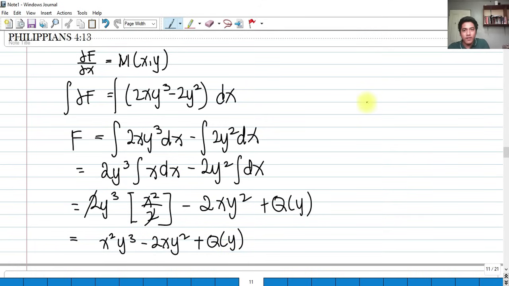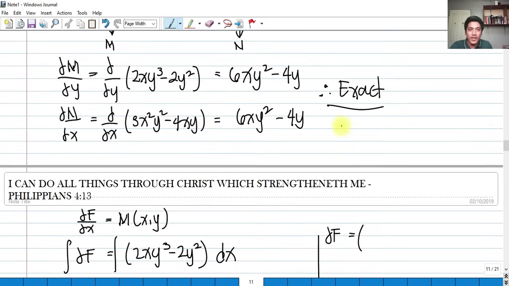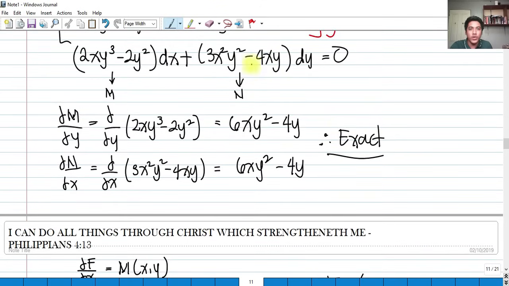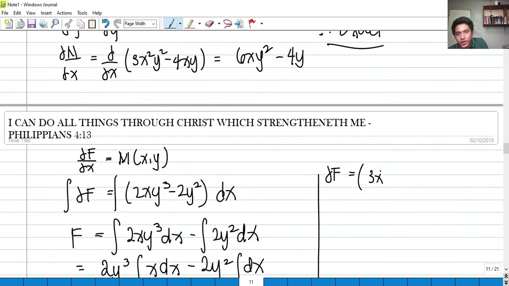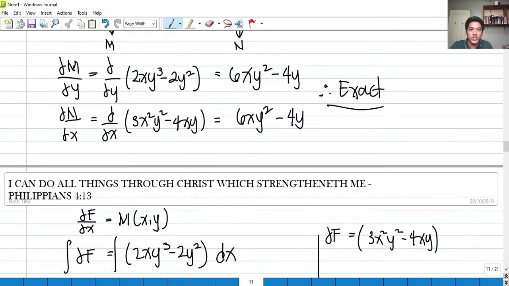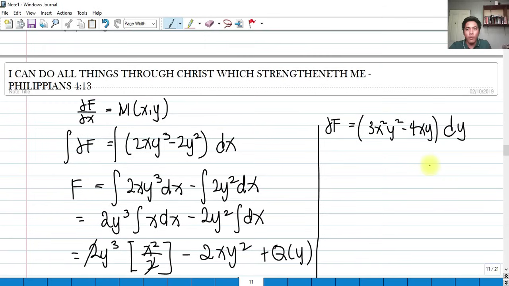And another thing, we're going to solve for the partial of f with respect to y, of the N. So we have 3x squared y squared minus 4xy. Let me just check again. This is with respect to y.